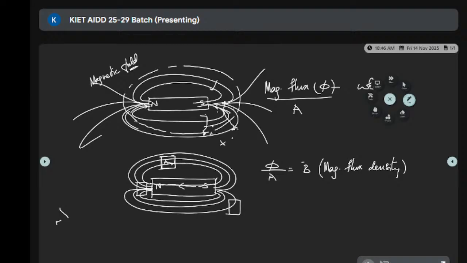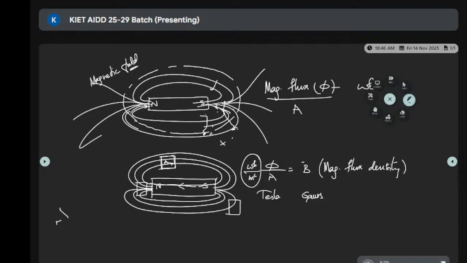But what is the unit of Φ? Weber. What is the unit of area? So the unit is Weber per meter square, or it is also called Tesla. One more unit is there, Gauss. The CGS unit is Gauss. Tesla is the SI unit, Gauss is the CGS unit.